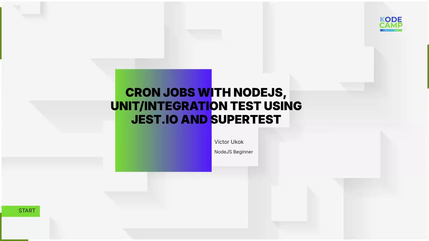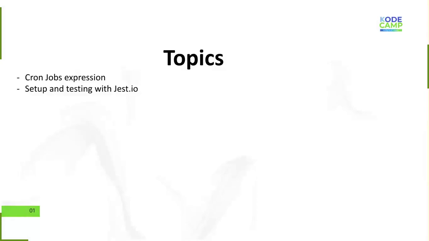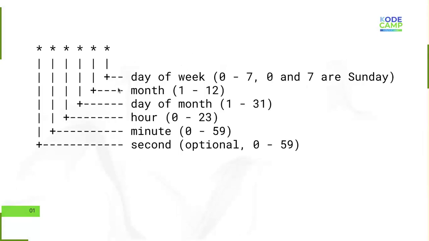So that's it. Now let's talk about cron jobs, right? We are going to talk about cron job expressions and then setting up testing with Jest. Now, this is a simple chart showing how you can write cron values, how you're going to structure them. Okay, so the first asterisk, we'll see how we can use this. You can actually screenshot this.